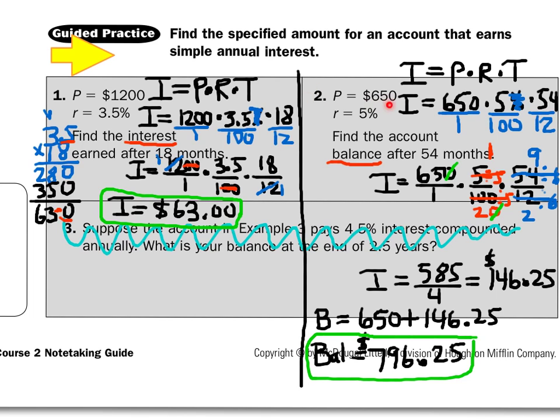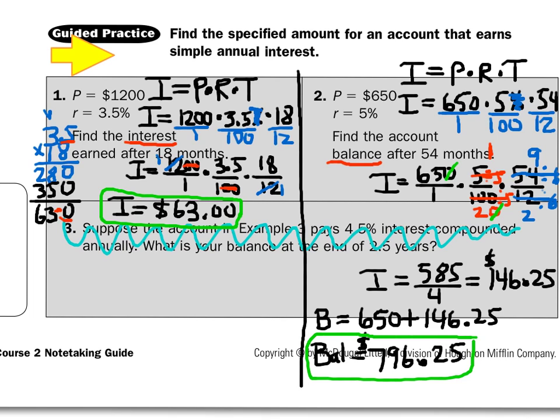The principal is $650. The annual interest rate is 5%, and they want us to find the account balance after 54 months. So I use I equals P times R times T, and I'm going to put the $650 in for the principal. I put the 5% in for the annual interest rate, and I put 54 over 12 for the time. And then make everything look like fractions. So that's 650 over 1. And then the 5%, put it over 100 and cross out the percent symbol, and then 54 over 12.